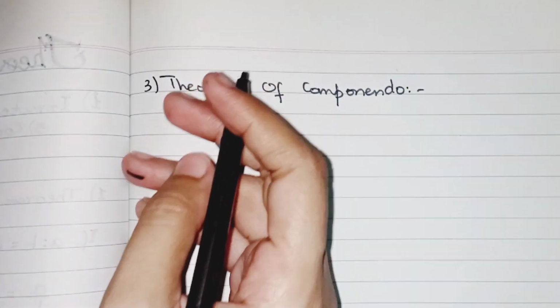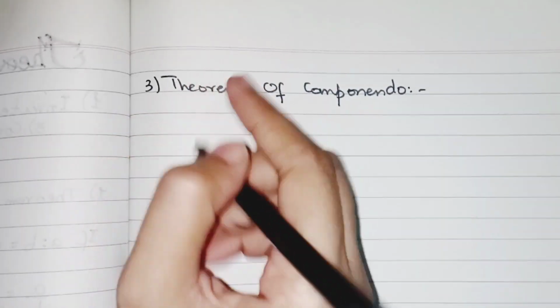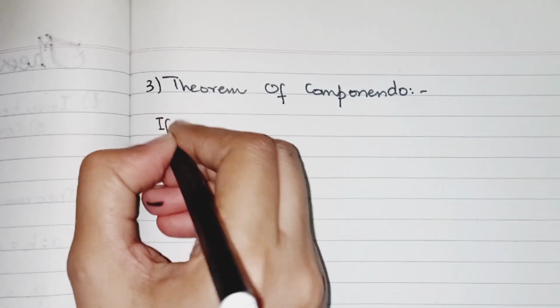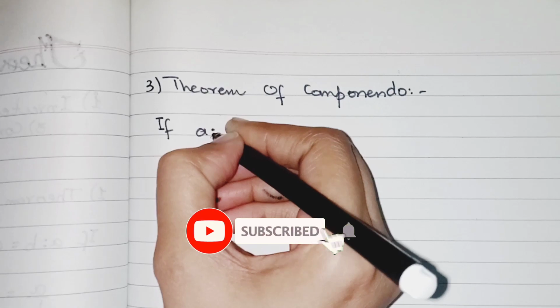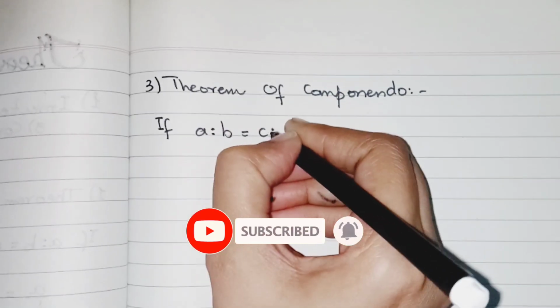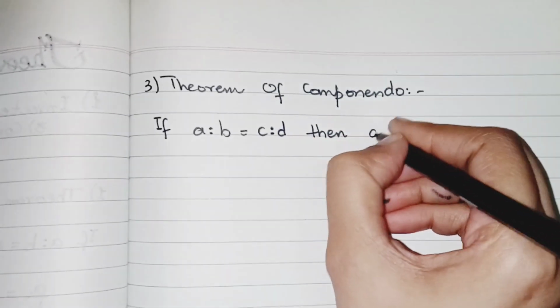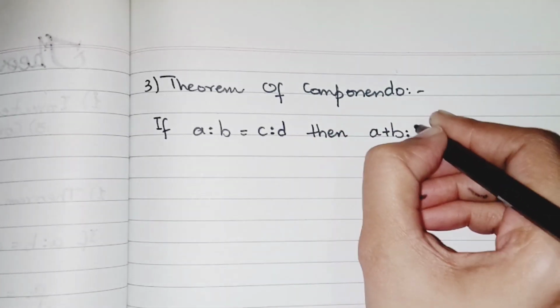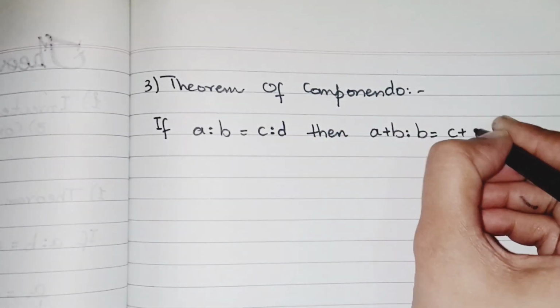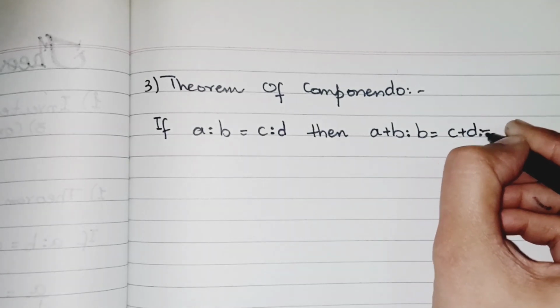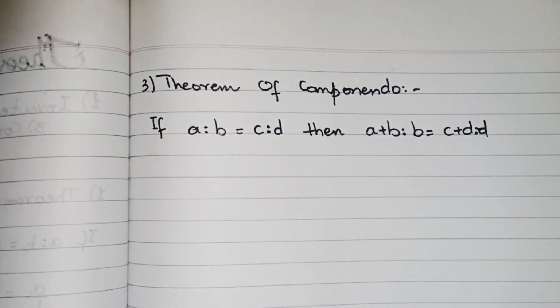Theorem of componendo. According to the statement of the theorem of componendo, we can say that if A ratio B is equal to C ratio D, then A plus B ratio B is equal to C plus D ratio D. This will be the statement. So how can we prove it?